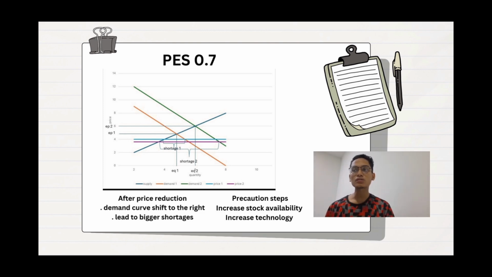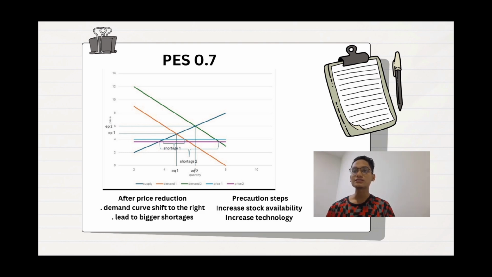Firstly is stock availability. Maju Auto should increase their stock availability. If their stock availability is high, supply will be more elastic, so they can prepare for the increase in demand and produce more of their product to be sold to their customers.